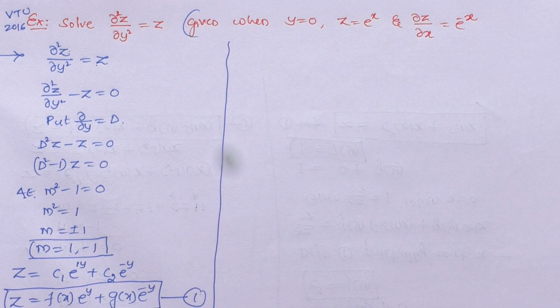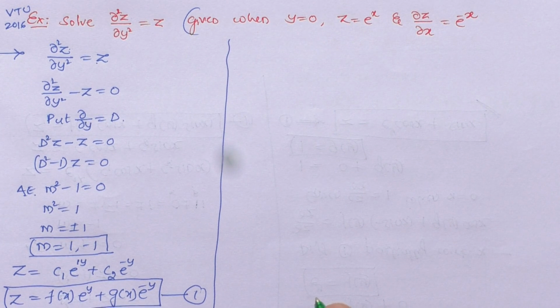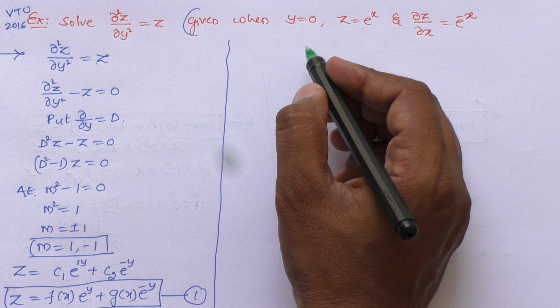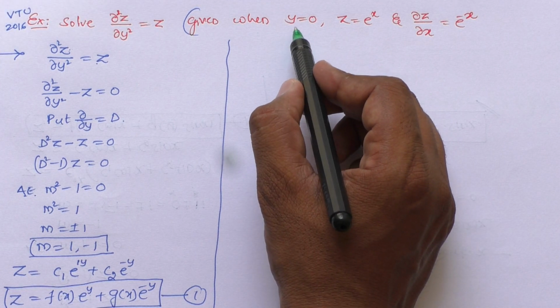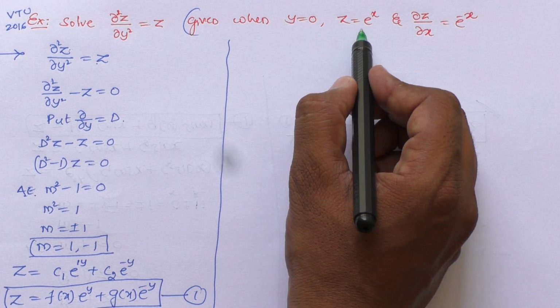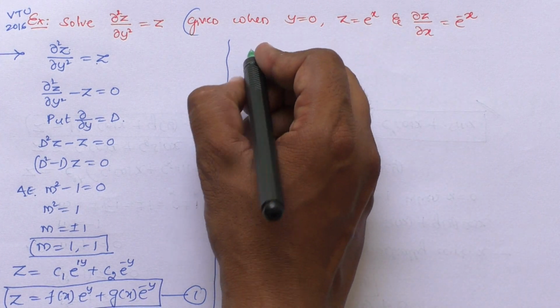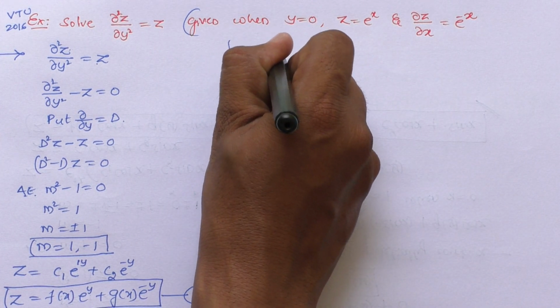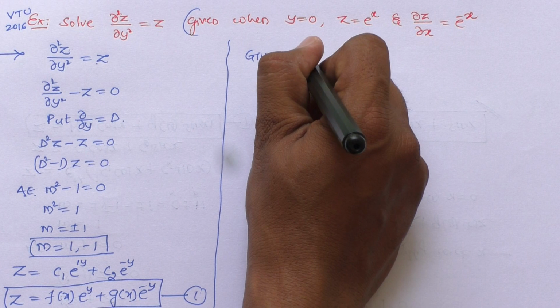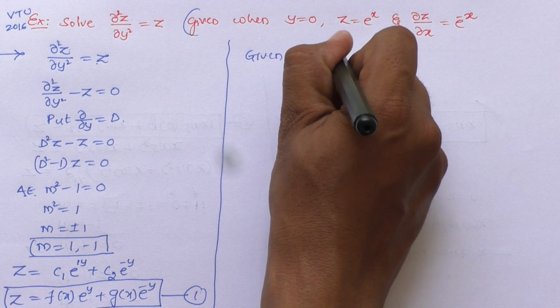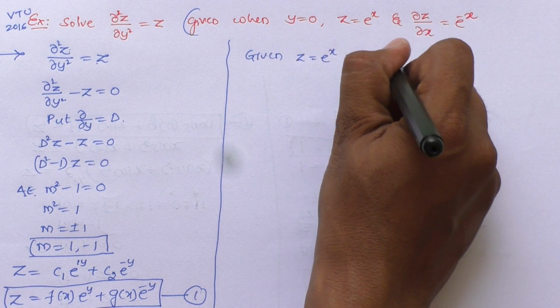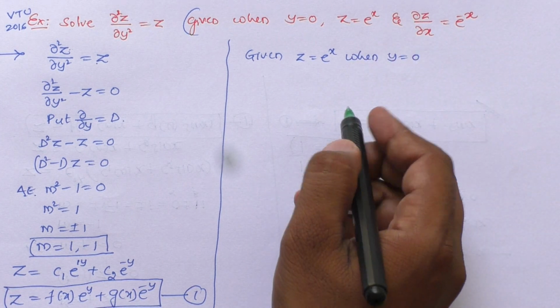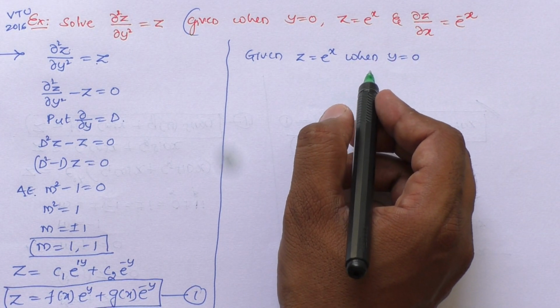So now once you get this, then you go for applying the conditions. It has been given that when y is 0, z equal to e raised to x. So given z equal to e raised to x when y equal to 0. So let us apply this condition.